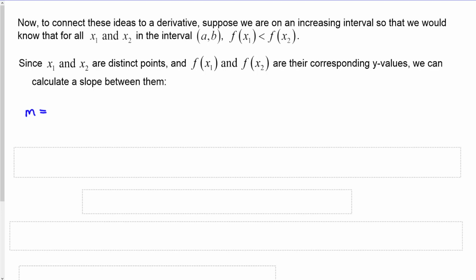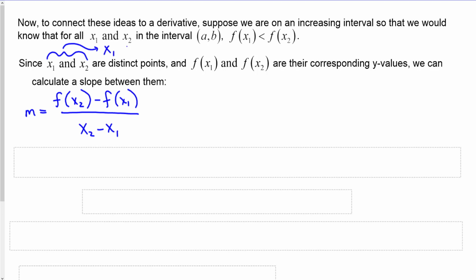Slope, by definition, is f of x2 minus f of x1 divided by x2 minus x1. Okay? Now, one thing that I know about x1 and x2 is that x1 is always going to be less than x2. That was just through our definition of an increasing interval. This has to be the case so that we're reading the graph from left to right, because if we go in the other order, increasing and decreasing concepts flip.